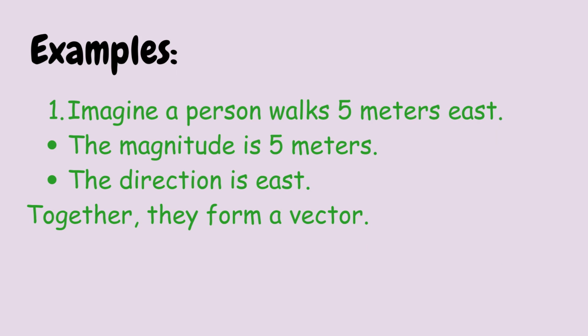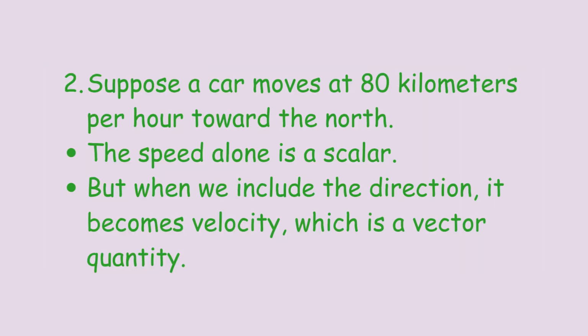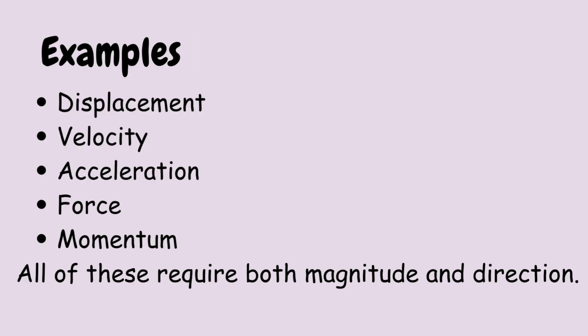For example, imagine a person walks 5 meters east. The magnitude is 5 meters. The direction is east. Together, they form a vector. Another example is velocity. Suppose a car moves at 80 kilometers per hour toward the north. The speed alone is a scalar. But when we include the direction, it becomes velocity, which is a vector quantity. Other examples of vectors include displacement, velocity, acceleration, force, momentum. All of these require both magnitude and direction.